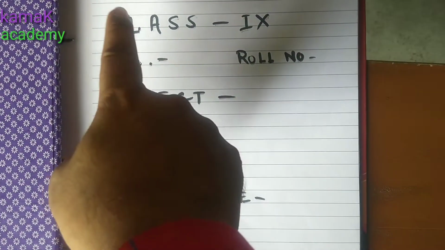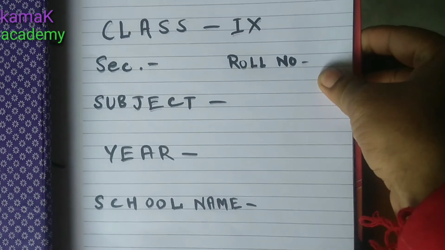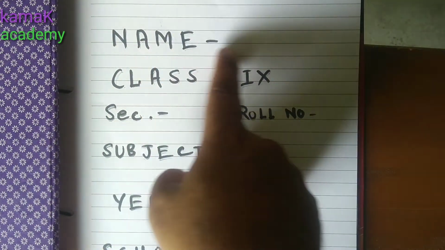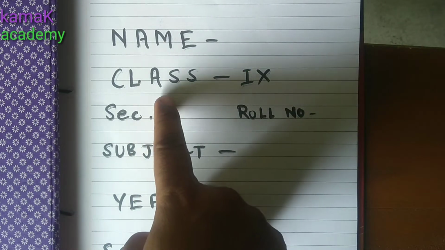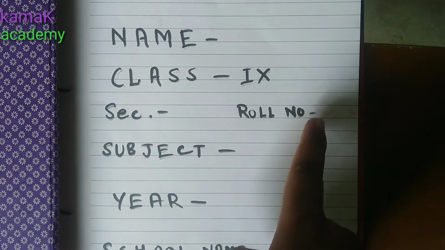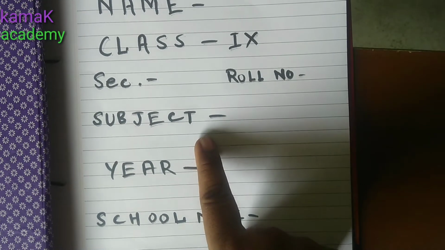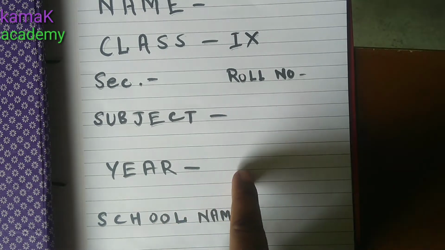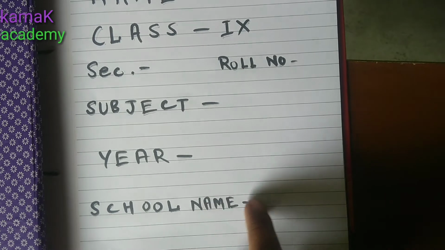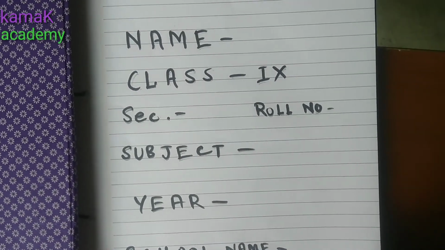You write down Class 9. First you write down the student name, your name, then Class 9, section, roll number, subject Geography, and the year. Write down the year. Again you write down the school name. Turn over the page.